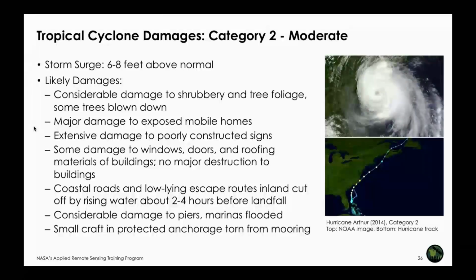Category 2, which has stronger winds, has a larger storm surge, like 6 to 8 feet above normal. And then the damage list also goes up. What you can see here is that coastal roads can have major flooding. Some roads could be cut off. There is considerable damage to piers, and marinas are flooded. So small craft need protection. Moorings can be damaged. So some more damage occurs. Even in buildings, windows and doors and roofing material can get destroyed because of winds.